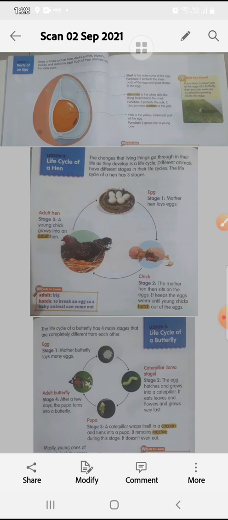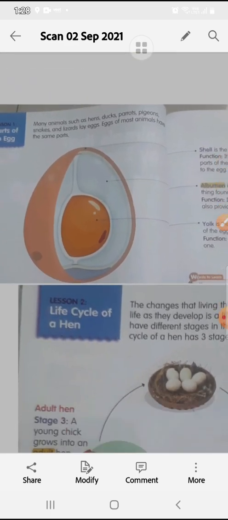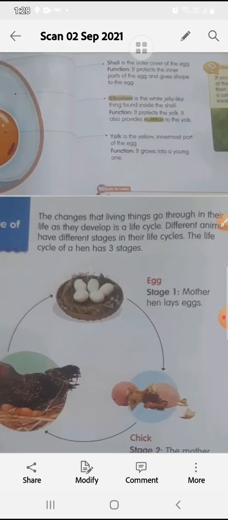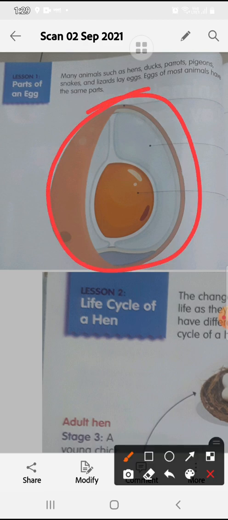Okay, so the first is lesson 1, parts of an egg. So many animals such as hens, ducks, parrots, pigeons, snakes and lizards lay eggs. Eggs of most animals have the same parts. Okay, this is the picture of an egg. So there are 3 parts of an egg. The first part is this, second part is this, and third one this.